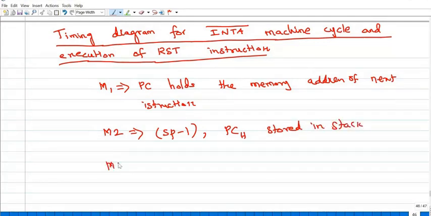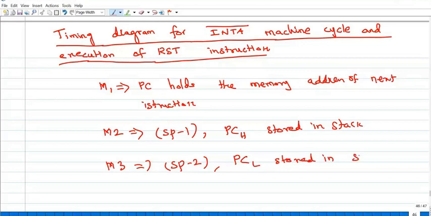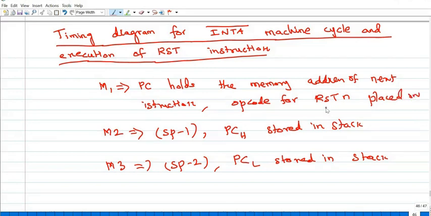And during M3, the stack pointer is again decremented by 1. Then the program counter lower order address information is stored in the stack. So during the M1 state, the program counter holds the next instruction memory location, and the opcode for the RST instruction is placed on the data bus, on AD0 to AD7.